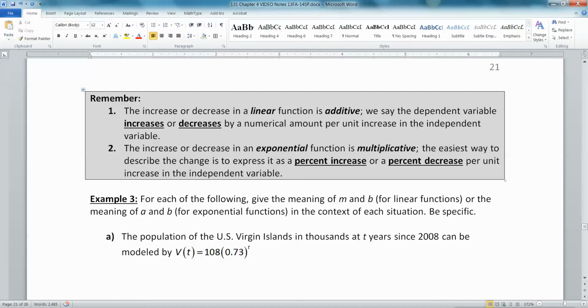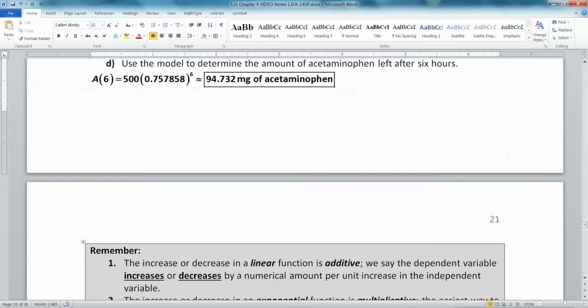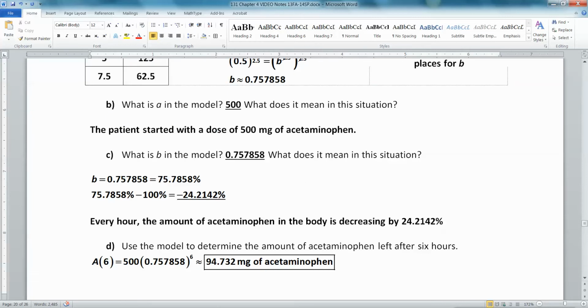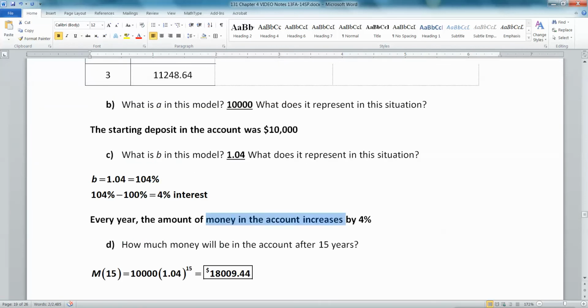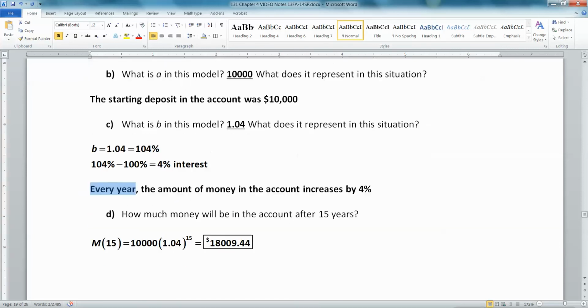But with exponential models, the increase or decrease is multiplicative. And the easiest way to describe that is the percent increase or percent decrease per unit increase in the independent variable. That's why I said back here, every hour, the amount of acetaminophen in the body is decreasing by 24%. You're losing 24% every hour. Or back here, the amount of money is increasing by 4%. And then every year is that independent variable, talking about time in this instance.